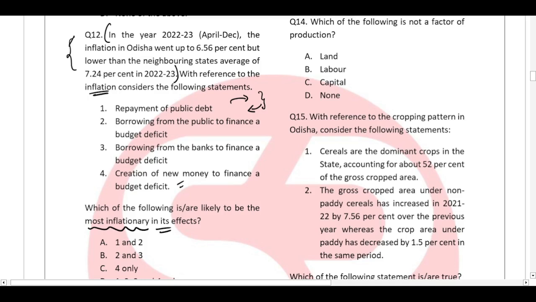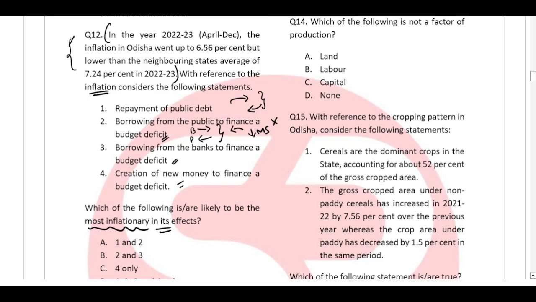Borrowing from the public to finance a budget deficit. If the government issues the bonds and borrows money from the public, what is the government doing? The government is sucking out the money from the public and taking it to its treasury. So that way the money supply is actually reducing in the market. So will that cause inflation? No, it is the opposite. The borrowings from the banks to finance a budget deficit. So here again it can cause little inflation, but it won't cause the most inflation.